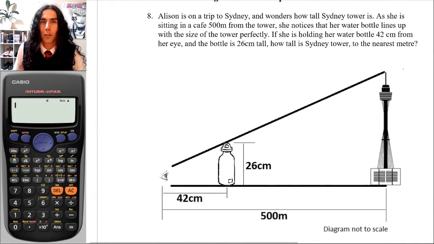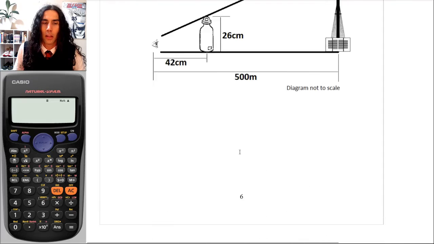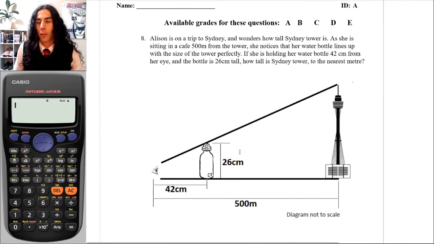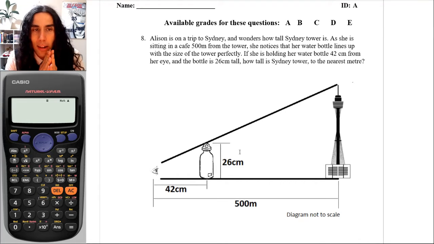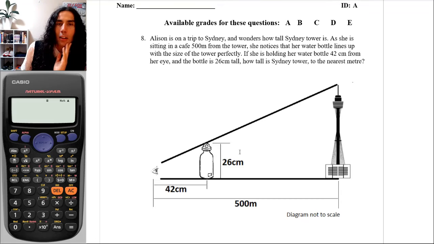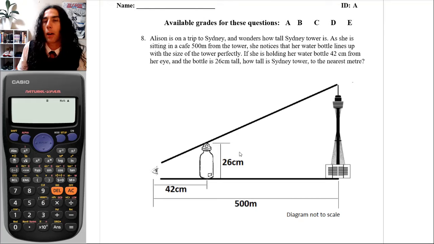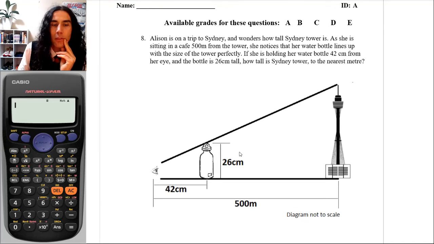All right, A-level question. And then we're on a different test. So have a go at this one. 5, 4, 3, 2, 1. Okay, here we go. My turn. Allison, trip to Sydney. Wonders how tall Sydney Tower is. Yeah, it's this type of problem. We've seen it before, right? Once you've done enough questions, you know what they're going to say. You read just to make sure.